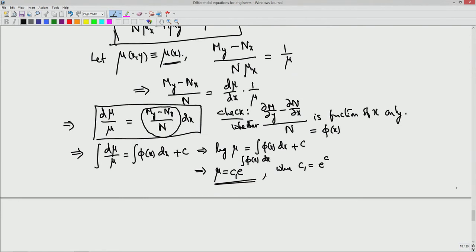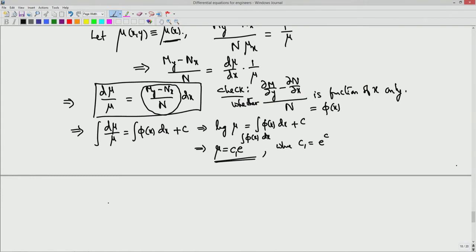Okay. So, now let us see another situation where such a mu, suppose we look for mu as a function of y alone. This is case 1, this is case 2. So, you can think of this as case 1 and you have the case 2. So, we can get many cases like this. The general case I will discuss.